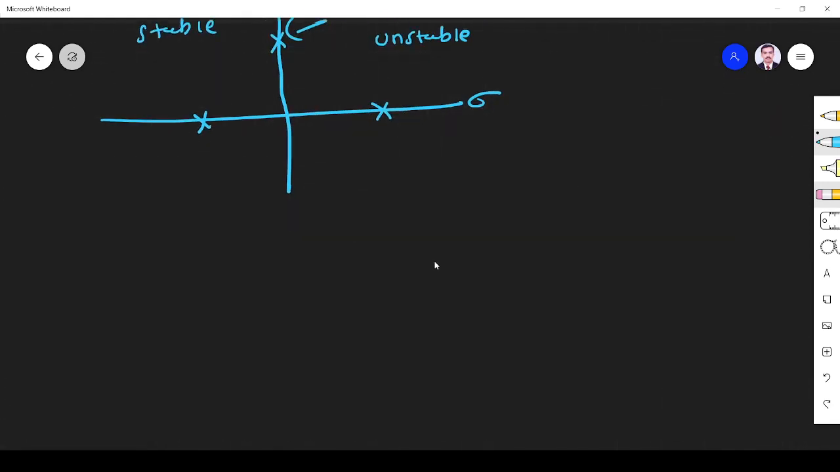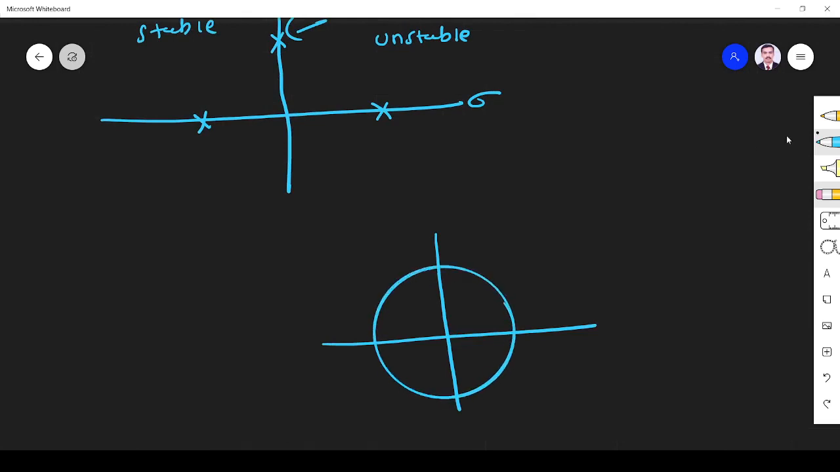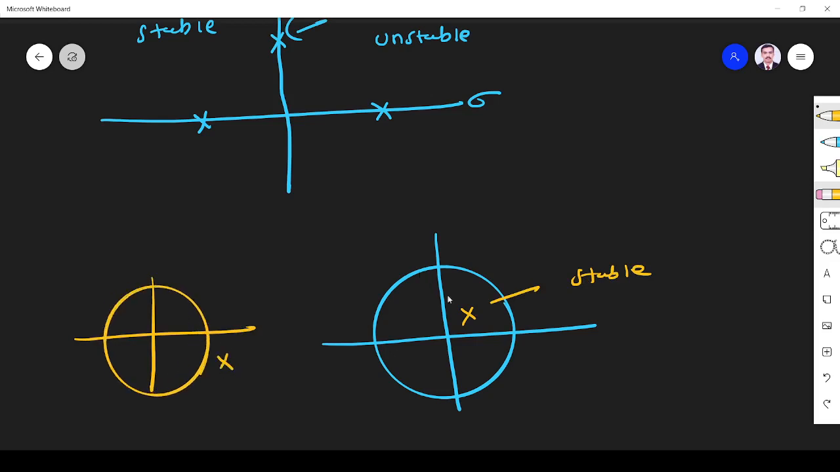Similarly, in the discrete domain, if poles are inside the unit circle, stable. Suppose poles lie outside the unit circle, that is 1, then unstable. If poles lie on the border, on the circle, marginally stable. Right? So these are all the points we must remember whenever we are working with stable or unstable systems.